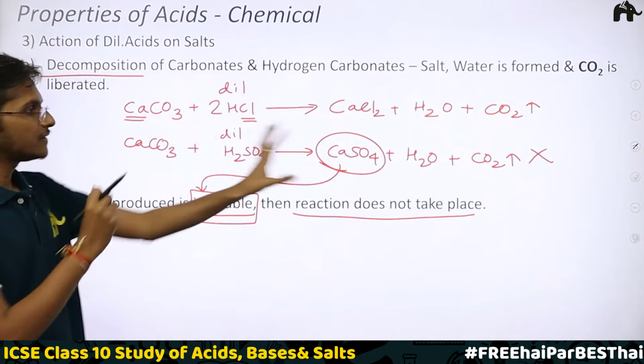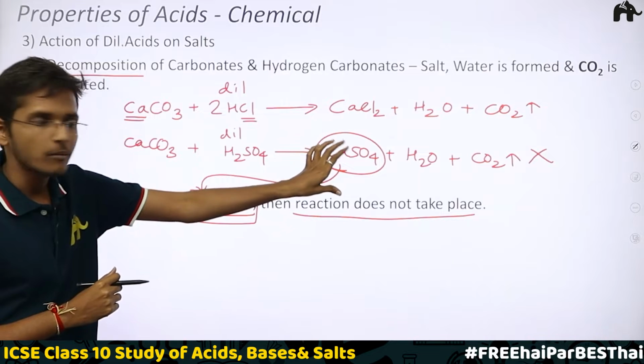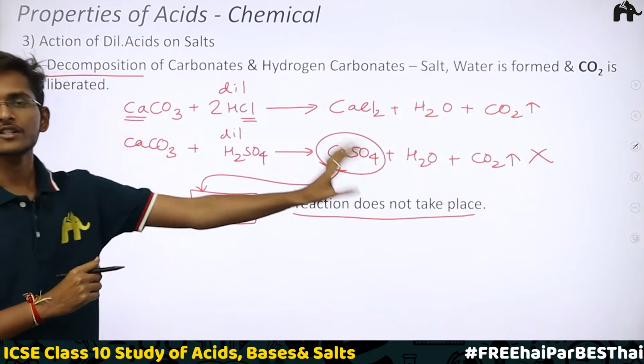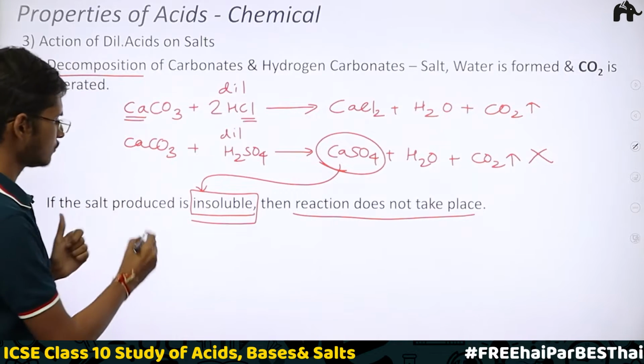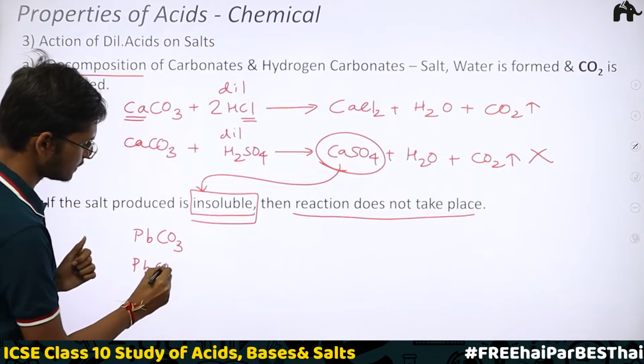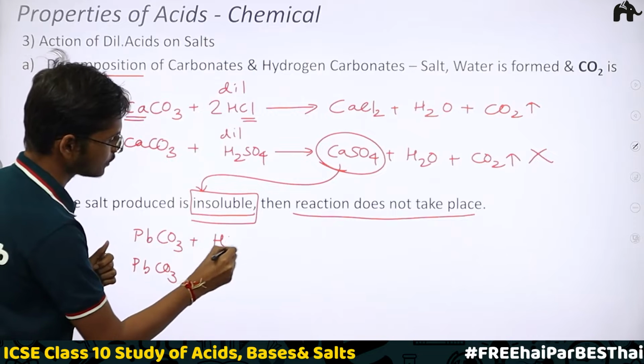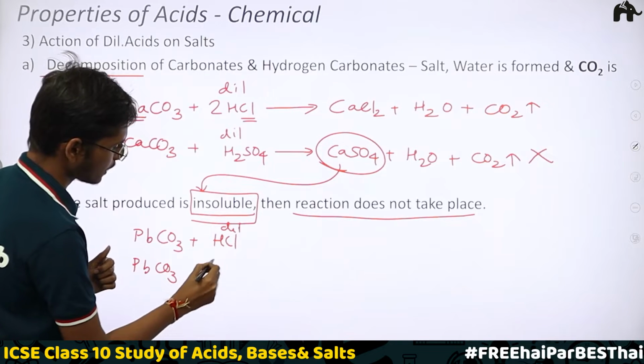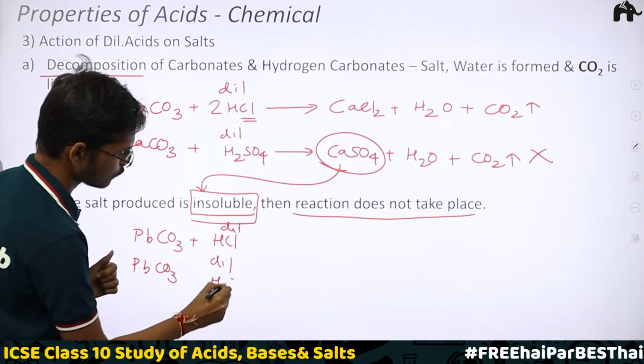So such reactions in which the salt which is getting formed is insoluble will not take place. For example, we will see another example like lead carbonate. When this lead carbonate reacts with dilute HCl and dilute H2SO4, what would it form?